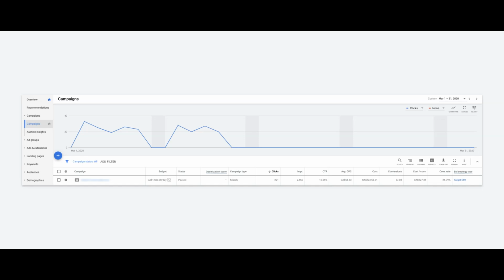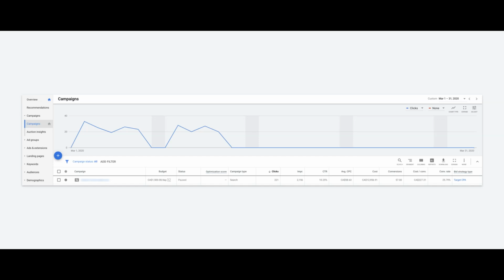This is taken from March 1st to March 31st, 2020. He's paused now, obviously, with what's going on in the world, but he was spending $1,500 a day. He got 221 clicks, 2,100 impressions, and a 10.2% click-through rate. Average cost per click was $58, which was really low considering these were personal injury keywords. The total spent in the month of March was $12,900.